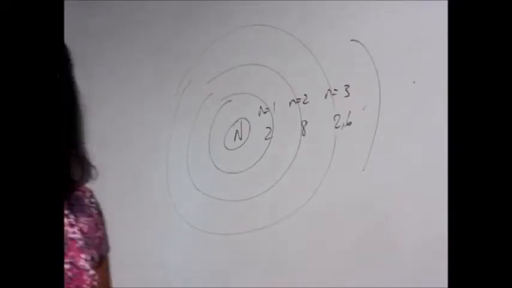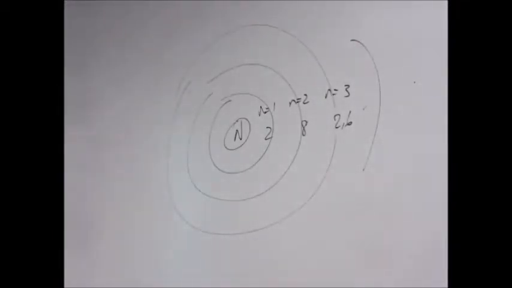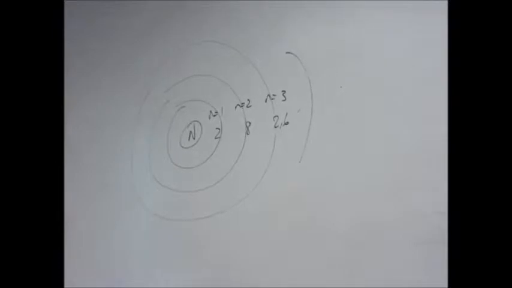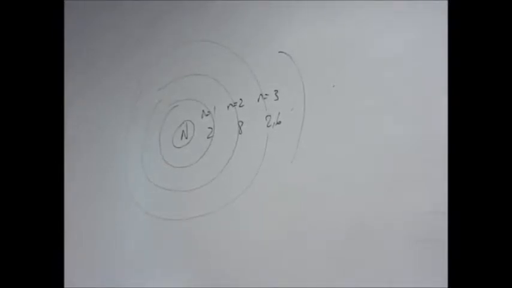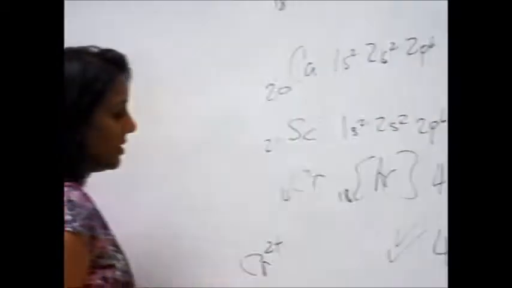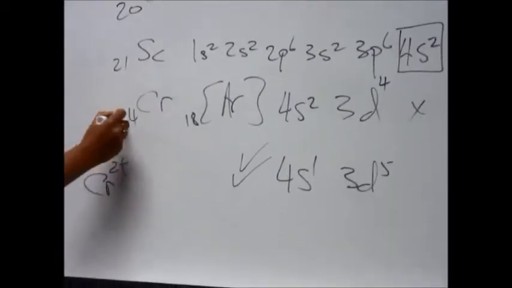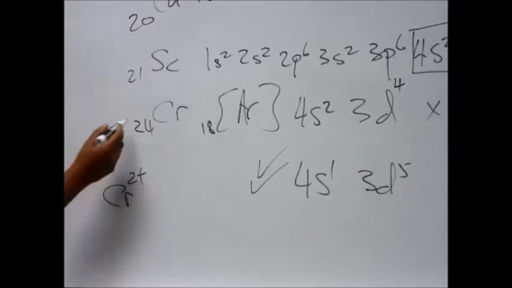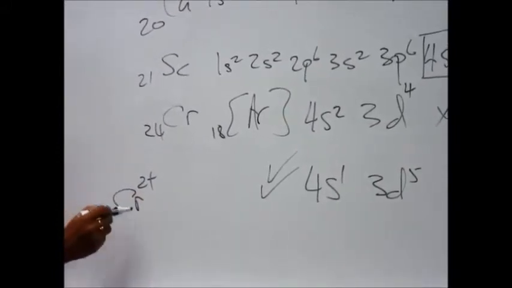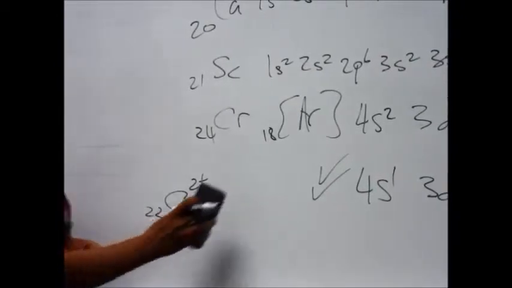Caitlin. What about for the exception group, like chromium and copper? You still take out the one from S first. Can you please just do chromium 2 plus, just so I can see if I did it right or not? Okay, all right, we'll do chromium 2 plus. And what's the number again for chromium? It's 24. So 24, that means you're looking at 22 electrons, right? Yes. For chromium. All right, good then.